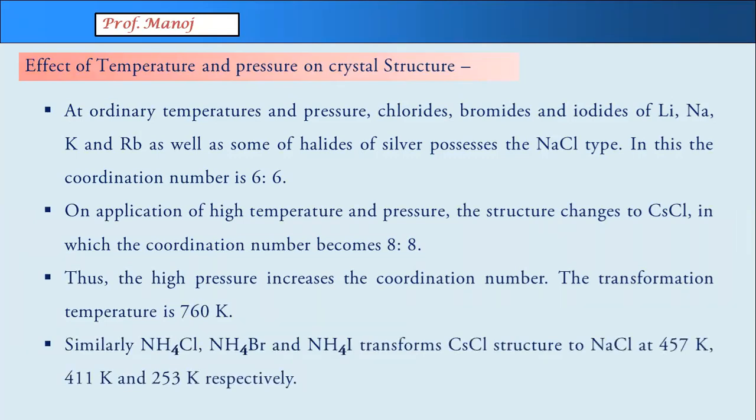Similarly, ammonium chloride, bromide, and iodide transform from cesium chloride into NaCl type at lower temperatures. So basically, the NaCl and cesium chloride systems are interconvertible at certain temperatures. NaCl converts into CsCl at high temperature, CsCl to NaCl at low temperatures. This question was asked in the 2019 JEE exam: at 760 Kelvin, what conversion happens?